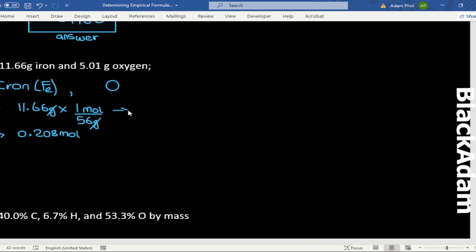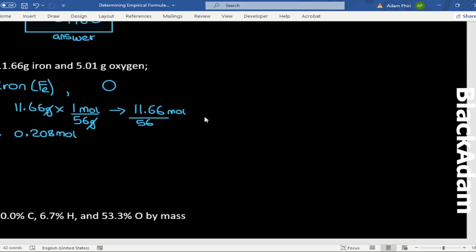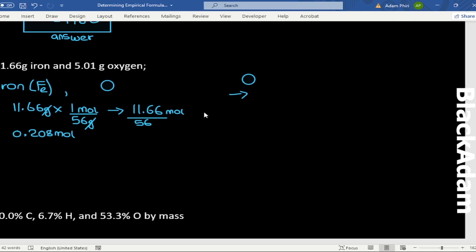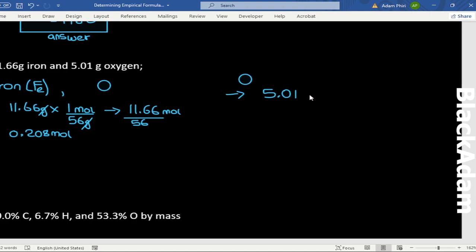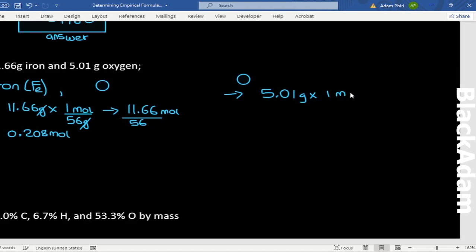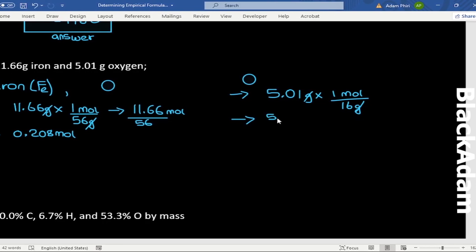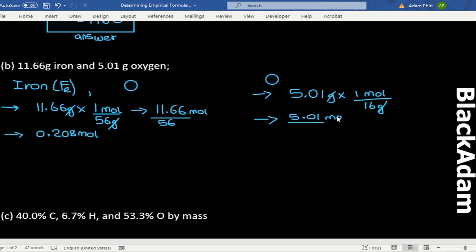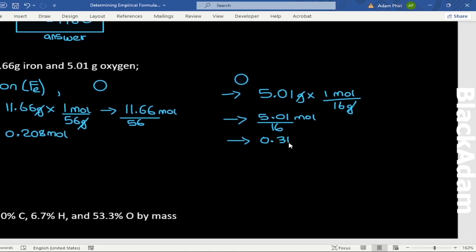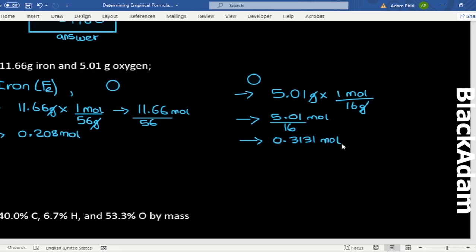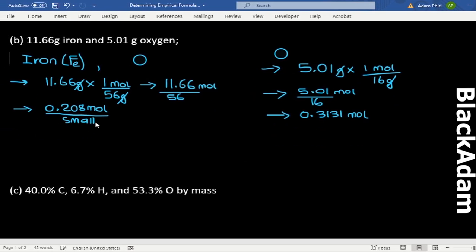0.208 moles. That's 11.66 divided by 56. And then from there, for oxygen, we have 5.01 grams multiplied by 1 mole over how many grams? 16 grams, 1 mole of oxygen. And then that will mean that we have 5.01 divided by 16 to give us 0.313 moles.